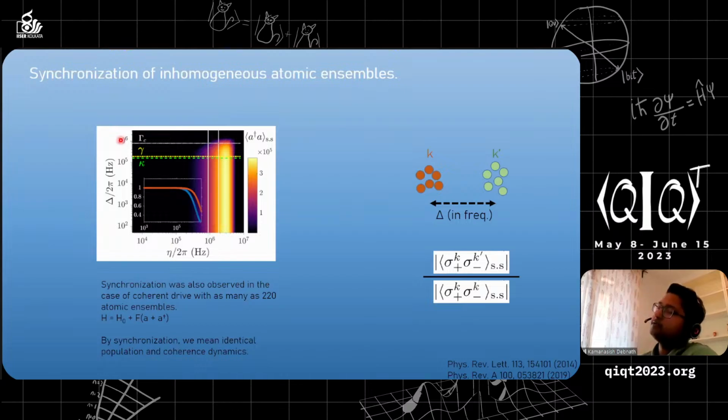But of course, when we have transient dynamics, it's difficult to find the spectrum to see if there is a single peak or multiple peaks. But of course, when it comes to the dynamics, when we are driving it coherently, the dynamics were also identical.